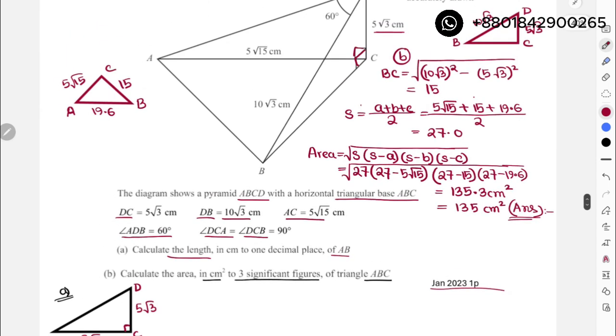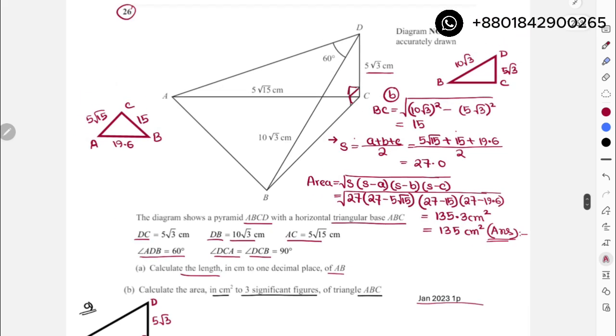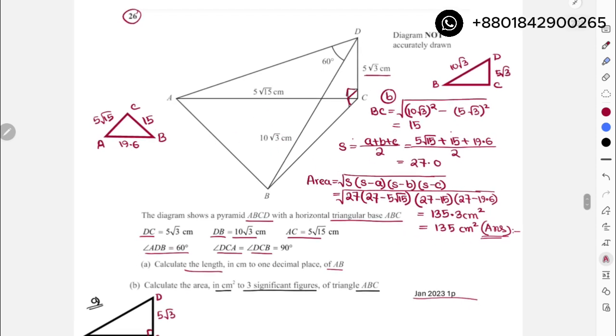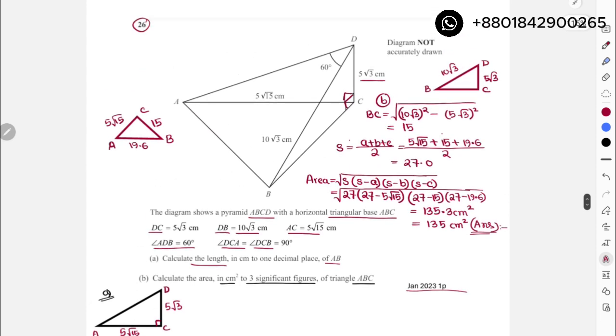For lack of space, I had to do the solution for part B in this region, but this is your answer for part B, right? This is what you're supposed to do. First, calculate the length for BC. Then, using the three lengths of the triangle ABC, use this formula to find out the area of this triangular base. This is it. We are done with your trigonometries.